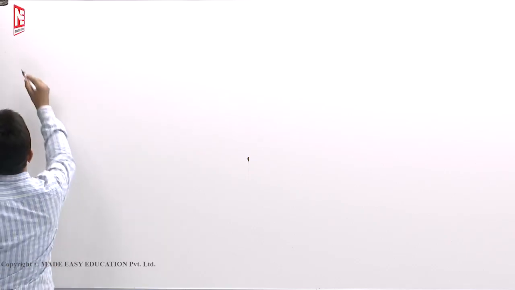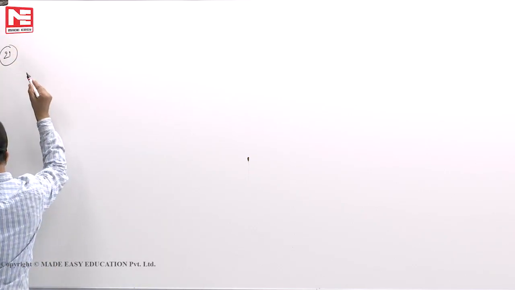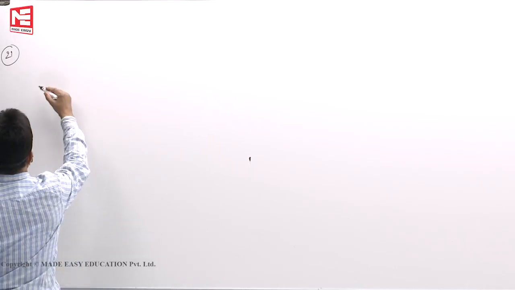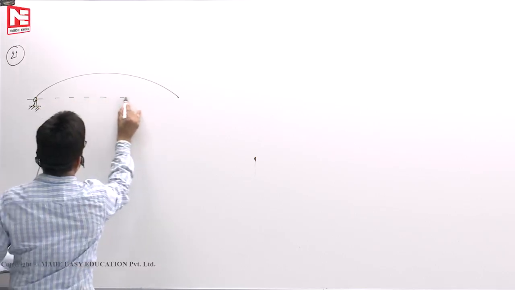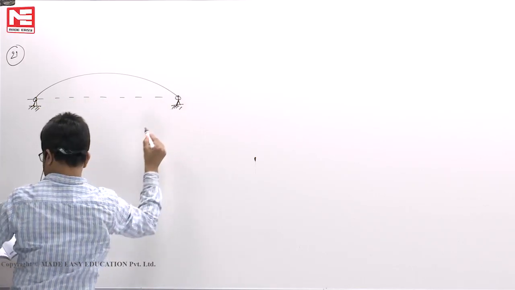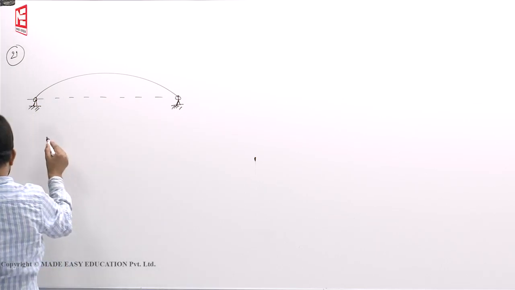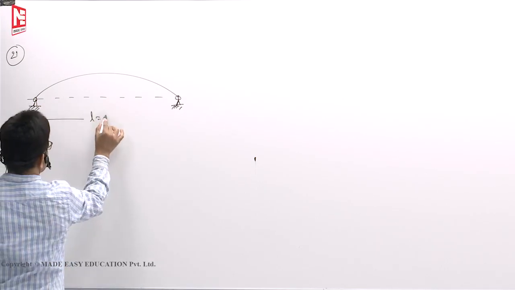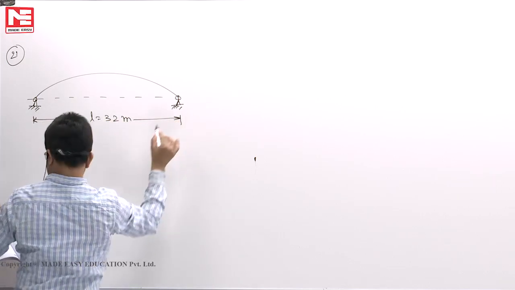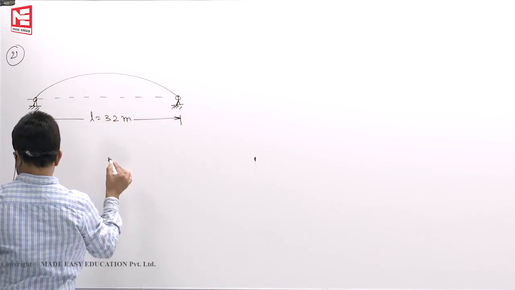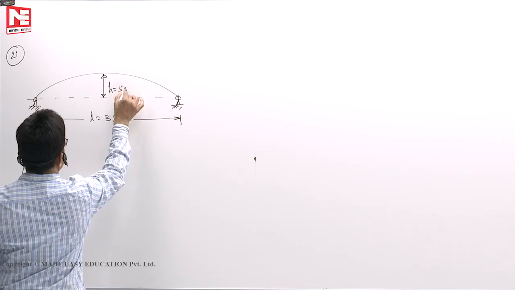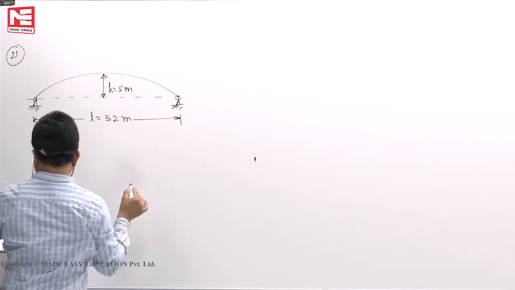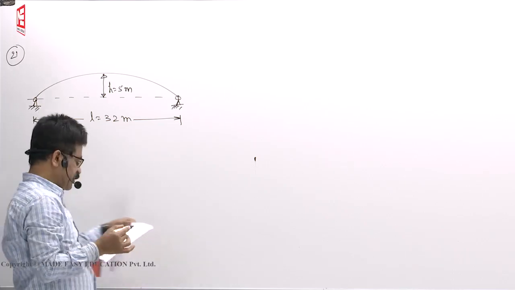Now let us see the 21st question in the arches. You have a symmetrical two-hinged parabolic arch rib. This is the two-hinged parabolic arch, which has a span of 32 meters between the abutment pins at the same level, and a central rise of 5 meters. Height is 5 meters.